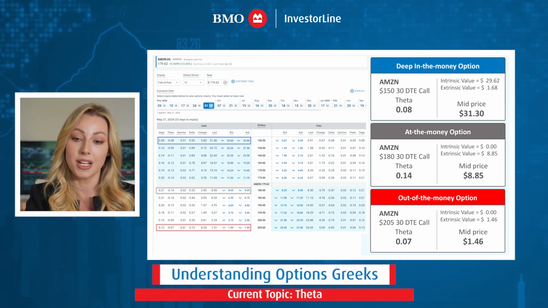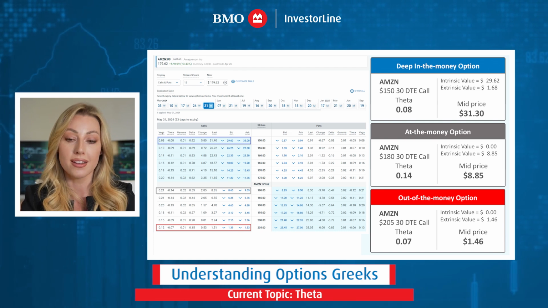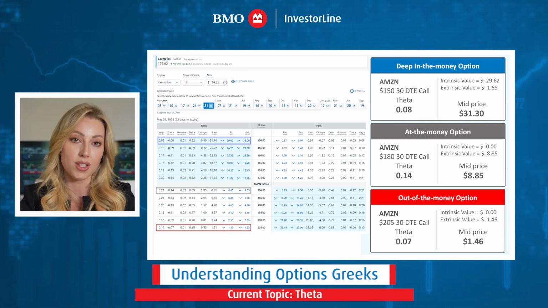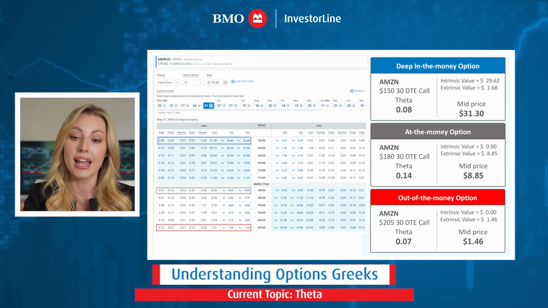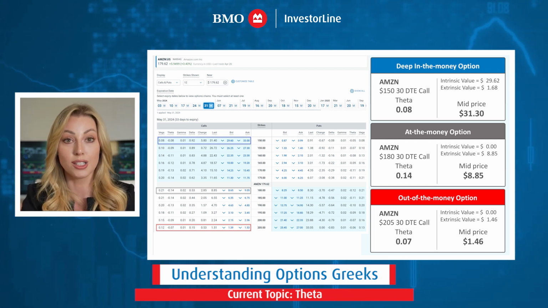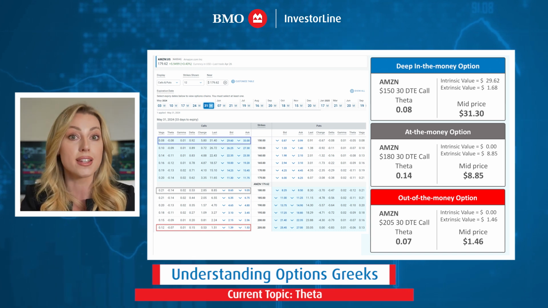So as you see, we've got a 0.14 theta for the at the money option. It's the closest we can be because Amazon's at 179.62. This one's at 180. This means that as time decays, and again, these are all 30 days, it's going to lose 0.14 or 14 cents.